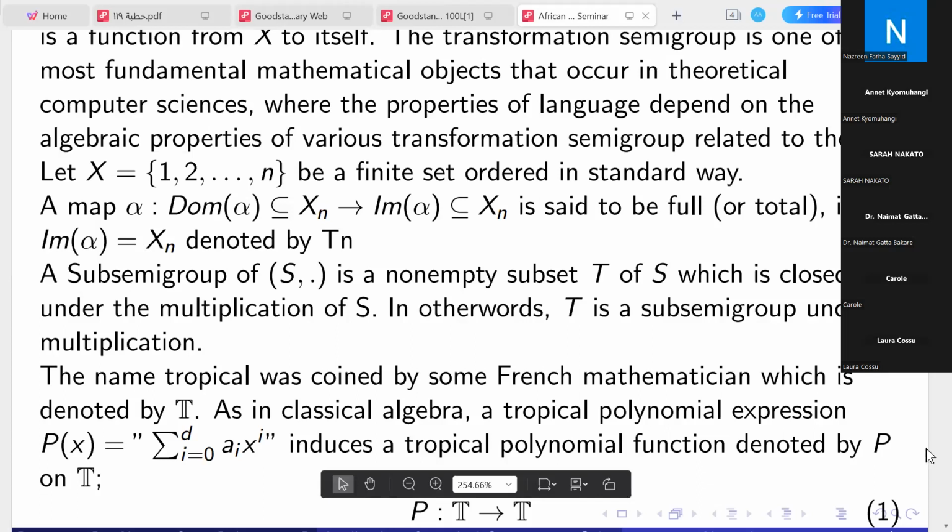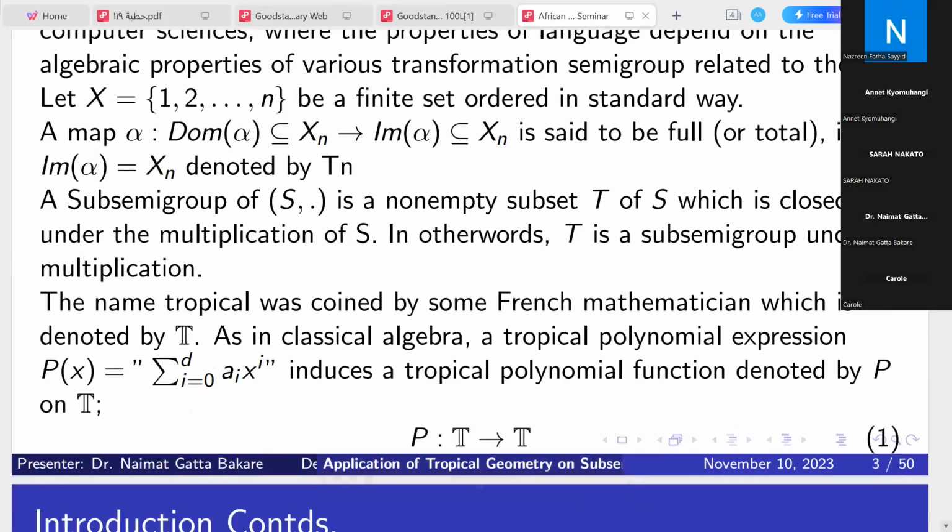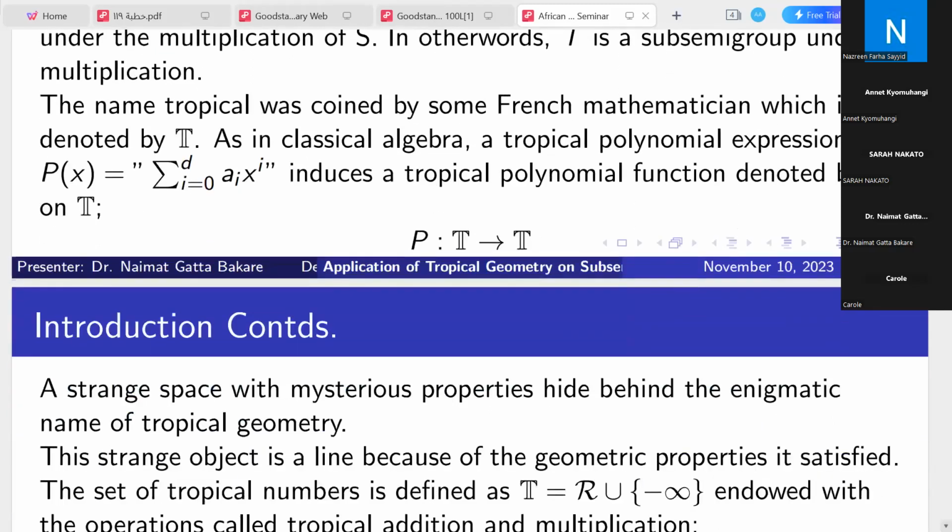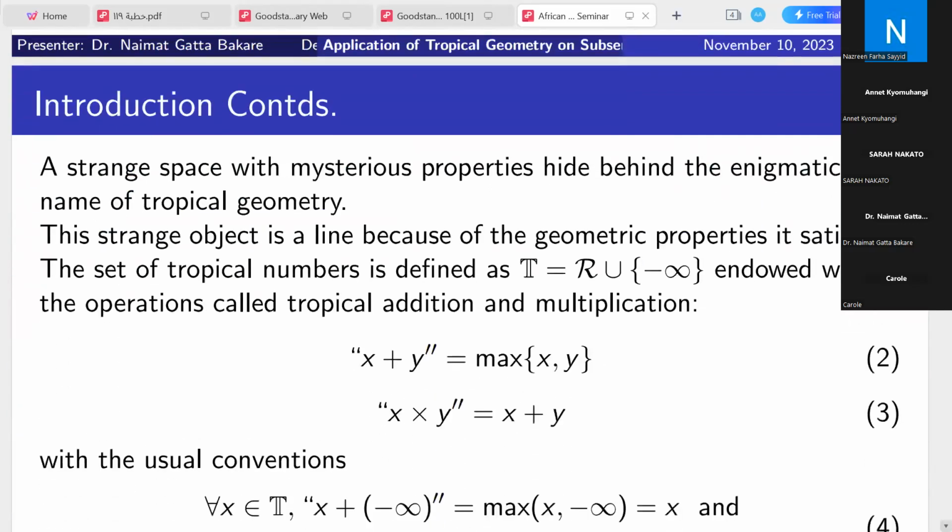So we define our tropical polynomial as this. Then the next thing is, we have two ways of defining our tropical operation. When you want to talk about the tropical numbers, there are two operations. We define it on addition and at the same time on multiplication.